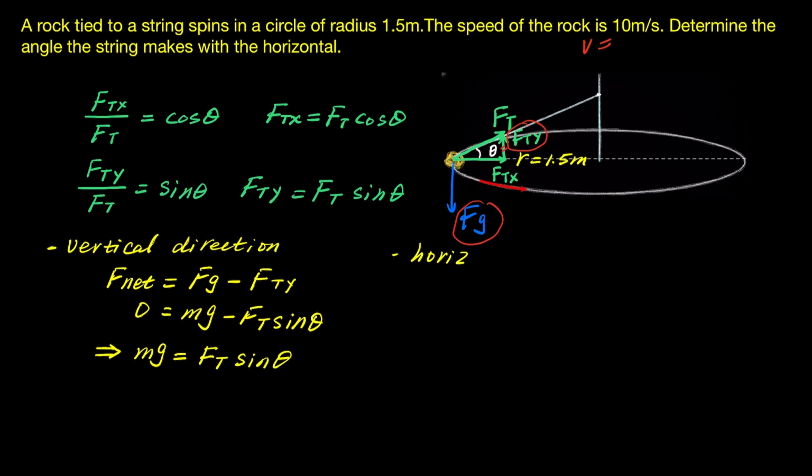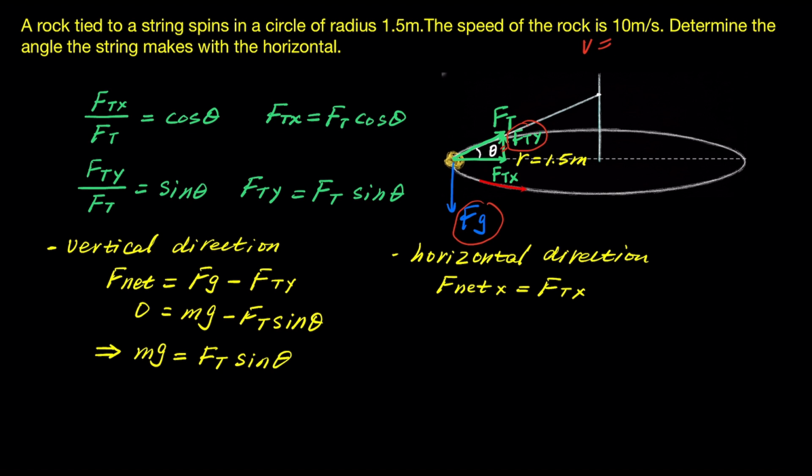So now let's see what we can get from the horizontal direction. The only force in this horizontal direction is Ftx. So the F net in this horizontal direction is Ftx. In this direction, the rock is moving in a circular orbit. While the speed is constant, its direction is changing, which means there's acceleration horizontally. And this acceleration is centripetal acceleration, right?